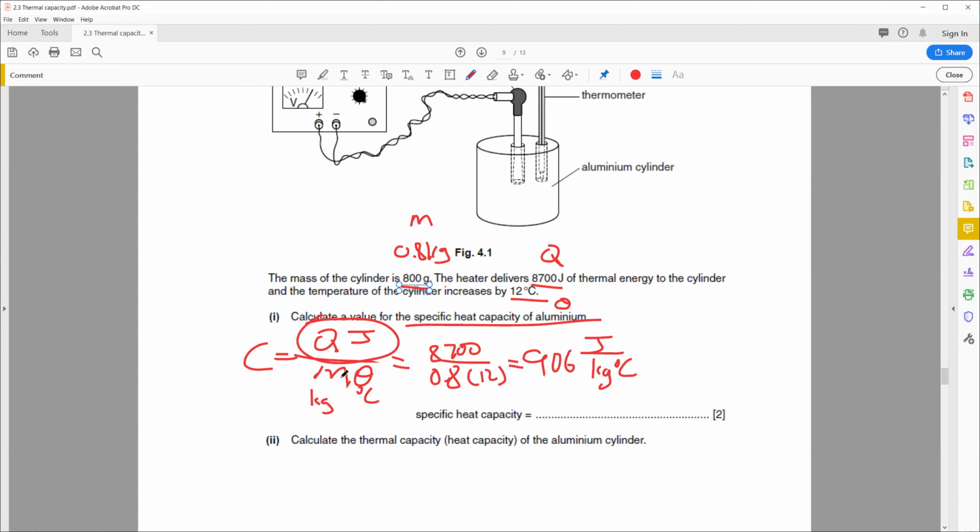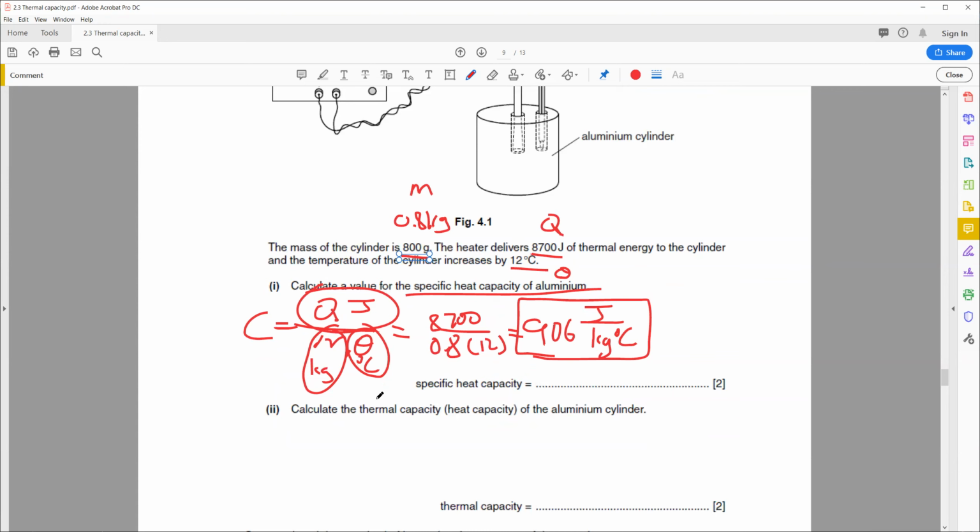You know that energy is definitely in joules. You know that mass is definitely in kg. And you know that theta is definitely in degrees Celsius. That's why you'll get 906 joules per kg degree Celsius. And always remember, it's supposed to be 3 significant figures. Anything more than that, it's definitely wrong. And the minimum is 2 significant figures as well, guys. You have to be careful with that as well.